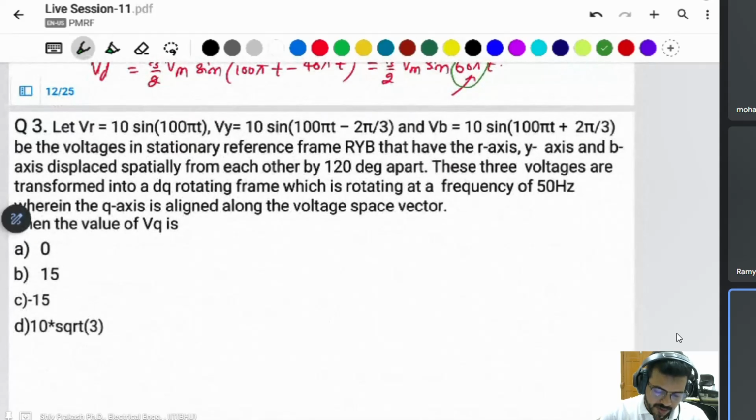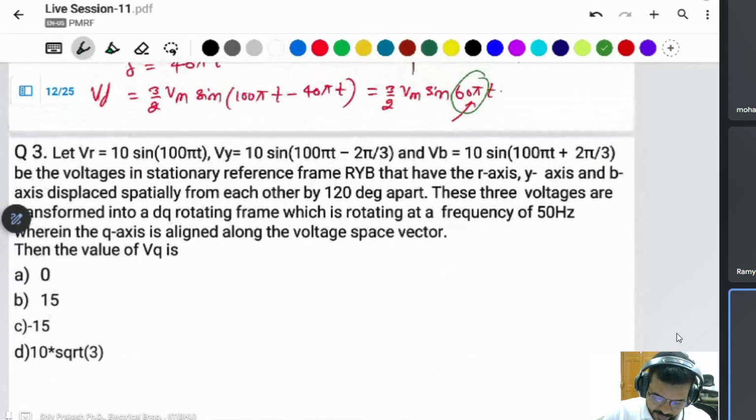Okay, take the next question. Let Vr be 10 sin omega t, with sin 100 pi t. Vy is 10 sin of 100 pi t minus 2 pi by 3, and Vb is 10 sin of 100 pi t plus 2 pi by 3. These are the voltages in the stationary reference frame RYB, which have the R, Y and B axes separated from each other by 120 degrees. These three voltages are transformed into a dq rotating frame which is rotating at a frequency of 50 hertz, where the q axis is aligned along the voltage space vector. Then the value of Vq.